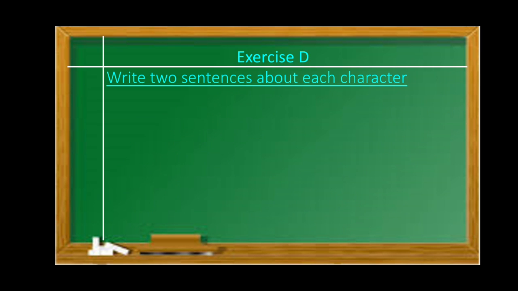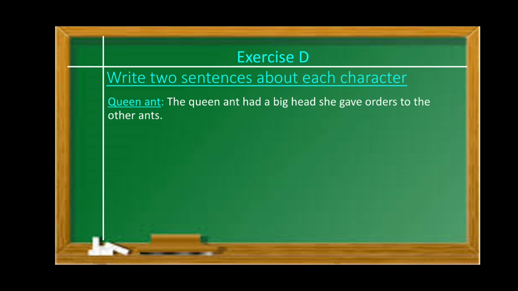Now write down the question with me. The question is, write 2 sentences about each character. Now, what are the characters? Our first character is Queen Ant, and you have to write the heading of Queen Ant with the blue color and the rest of the sentences with the help of a pencil. My dear students, your writing should be very neat and clean and you have to do your work on your own.